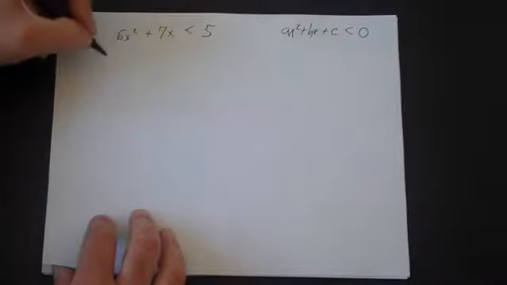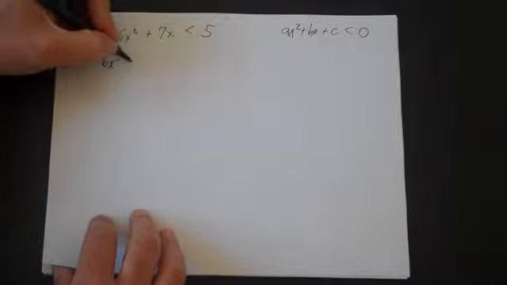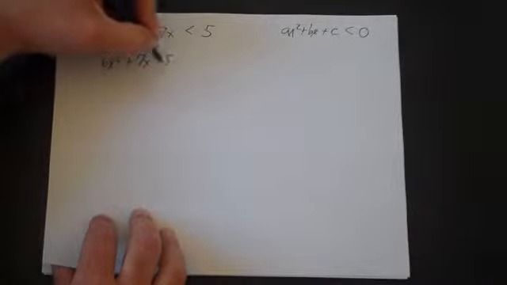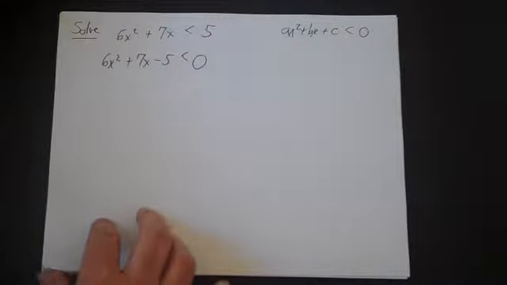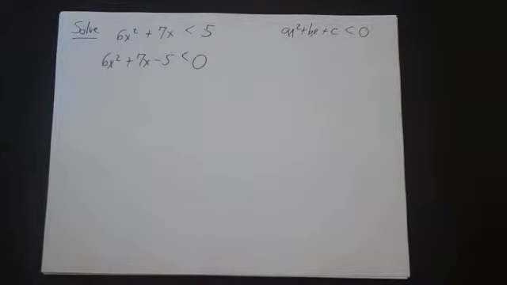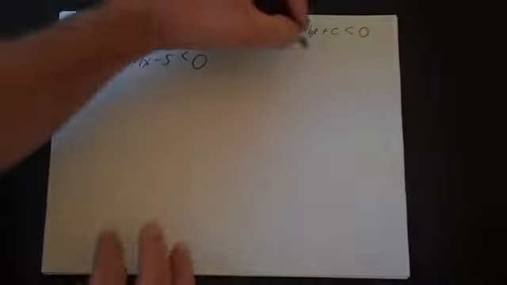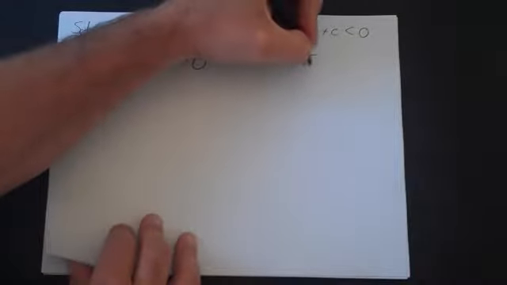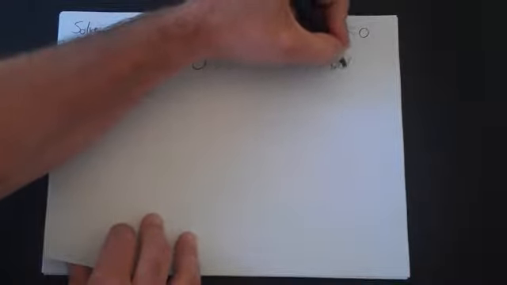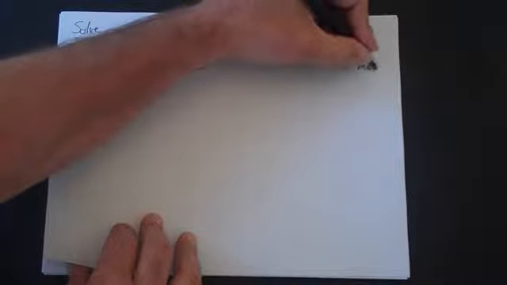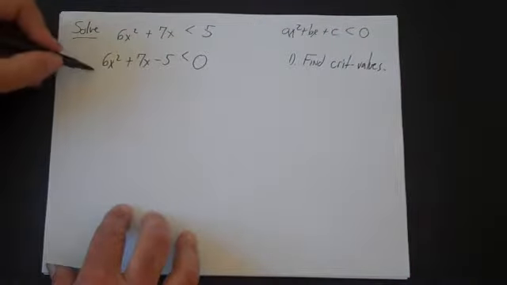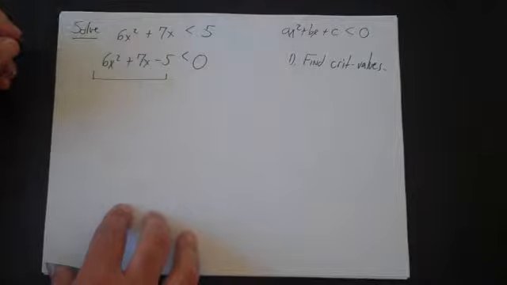So I'm simply going to subtract 5 from both sides. 6x squared plus 7x minus 5 is less than 0. And now what we'll do is think about the steps of solving a quadratic inequality. The very first step is I'm going to find the critical values, or the x-intercepts. And the way that I'm going to do this is I'm going to factor or use the quadratic formula here.